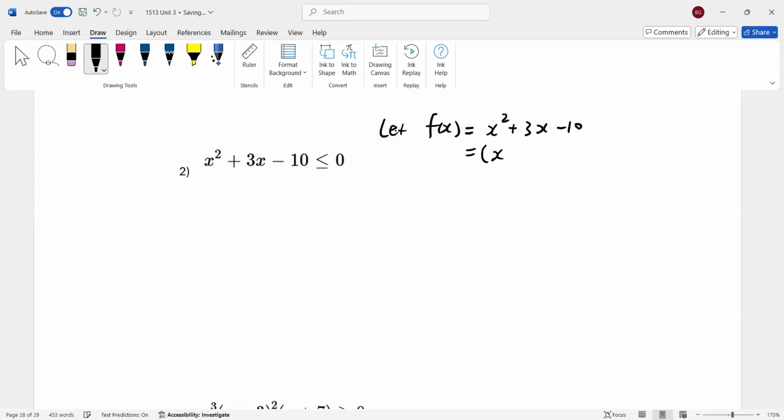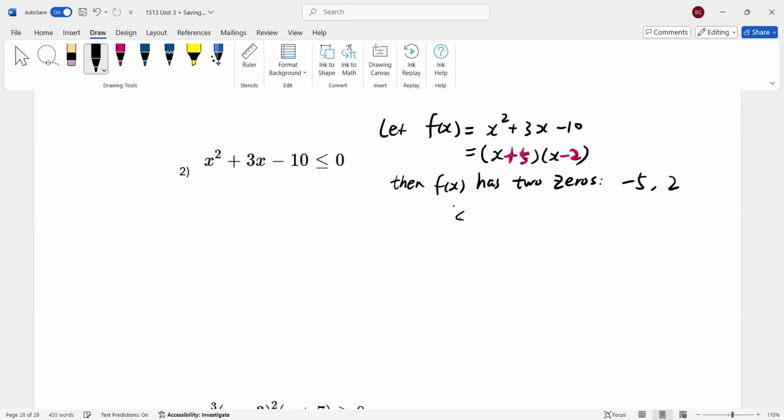So this one has x plus 5 times x minus 2. Positive 5, negative 2, multiply to negative 10. Positive 5, negative 2, add up to positive 3. So that's the factorization, all right? And from the factorization, we can see f of x has 2 zeros. The 2 zeros are negative 5 and a positive 2. Negative 5 is the opposite of this number. 2 is the opposite of this number. Okay, so now we have our 2 zeros.